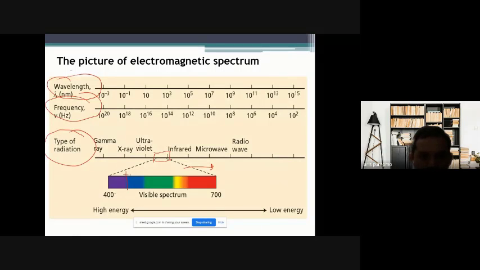From blue to red is functioning for plants. Starting from blue to red, this is the color or the spectrum that can be used directly by plants to make the photosynthesis process active.